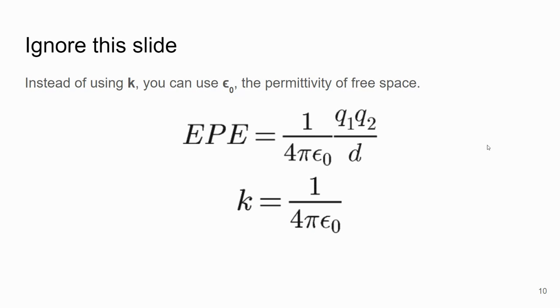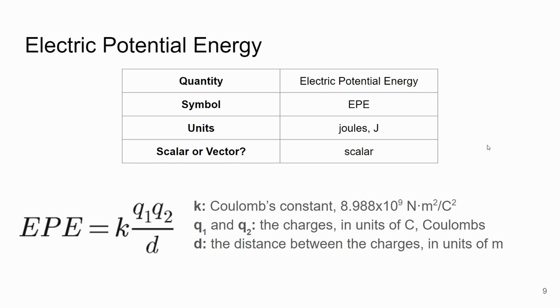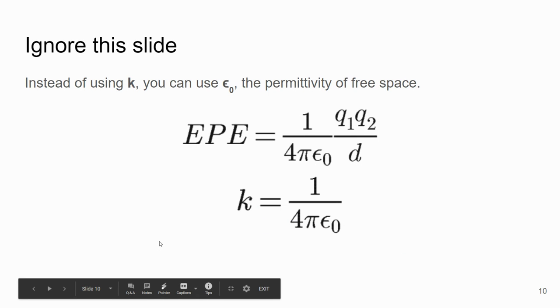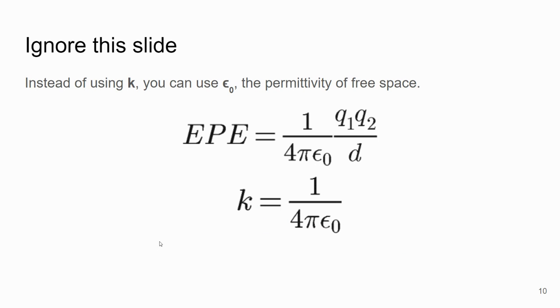The point, if we look at the formula here, notice you have a K in front of Q1 Q2 over D. In this version of the formula, instead of K, you have 1 over 4 pi epsilon naught, where epsilon naught is the permittivity of free space. Ignore this. We're not going to use it this way. I'm just showing you this because perhaps in college physics you will see it written this way sometimes. It's just a different way of writing K in terms of a different constant.